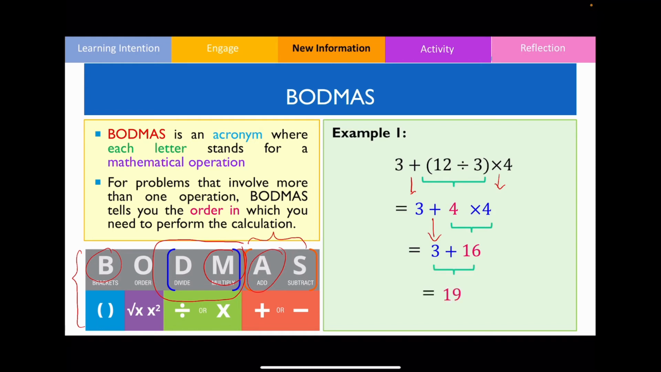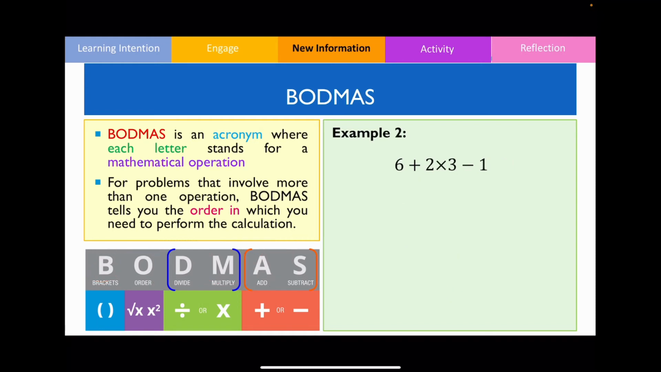Let's now look at another example. So in this particular example, it reads 6 plus 2 multiplied by 3 subtract by 1. Now in this particular example over here, we don't have any brackets, we don't have any order, any powers at all, but we do have multiplication, subtraction, and addition. According to this, we should be doing multiplication first.